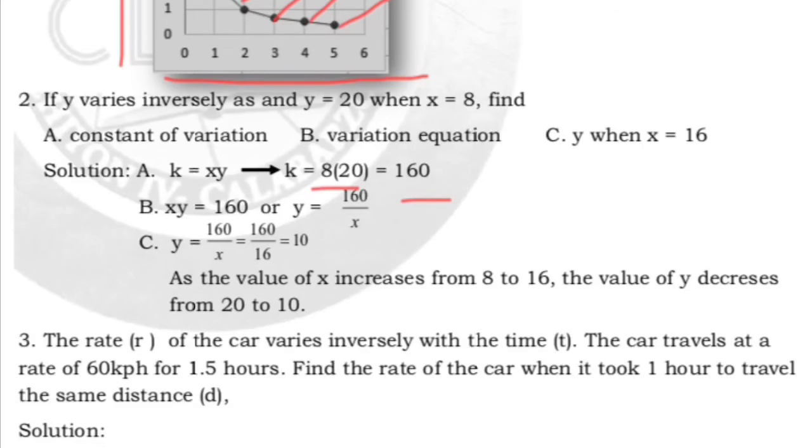Then for letter B, the equation of variation, we will just substitute the value of k, which is 160. So we're going to have the equation as x times y equals 160, or y equals 160 over x. Letter C, find y when x is equal to 16. So when x is equal to 16, we'll just use the equation y equals 160 over x. So substitute x with 16. So we're going to have y equals 160 over 16, and the answer will be 10.